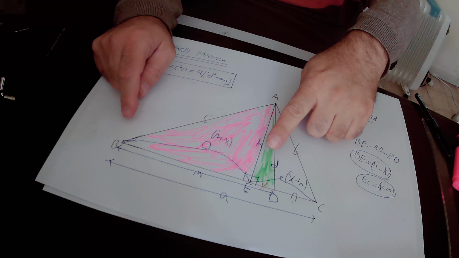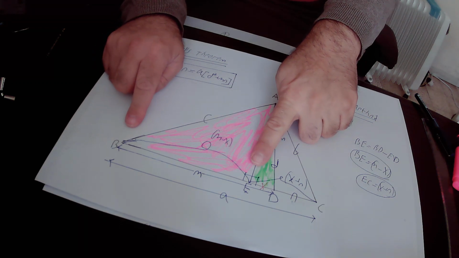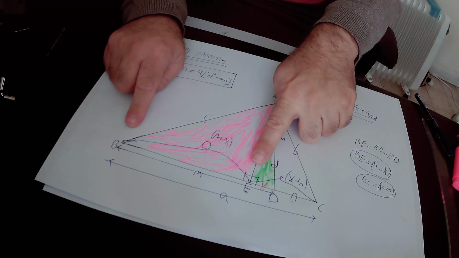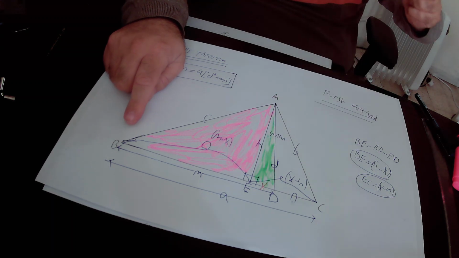Here BE, this line segment BE equals BD minus ED. BD is M, ED is X, so in conclusion we found out that this line segment BE equals M plus X units in its length.